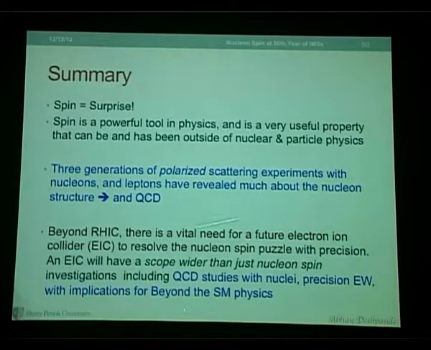And the tools that we think we need are beyond RHIC. We need this electron-ion collider, which will do not only the spin in QCD, but also beyond. So thank you very much.